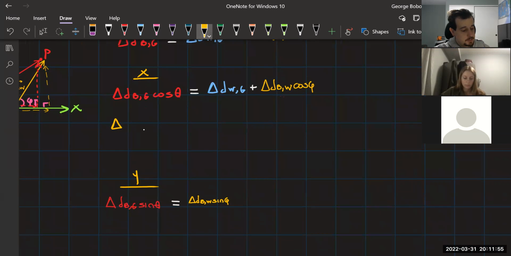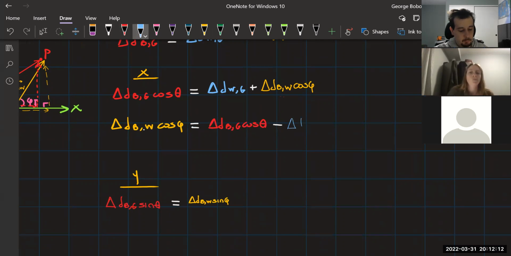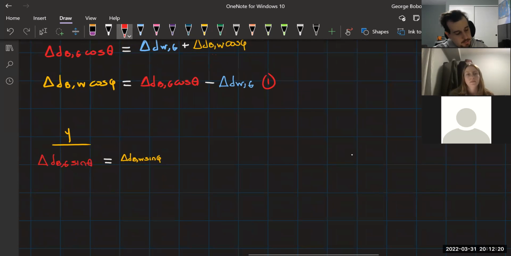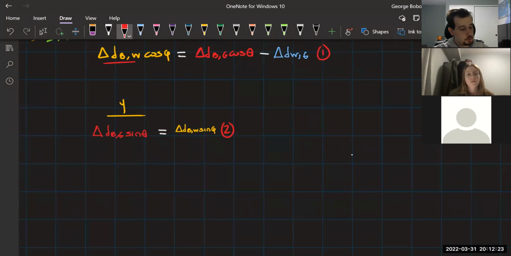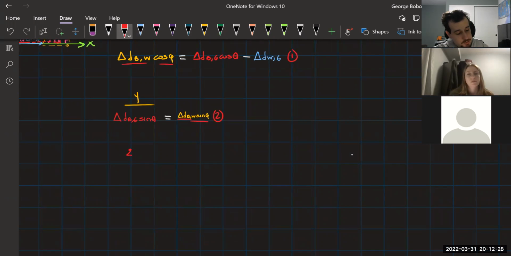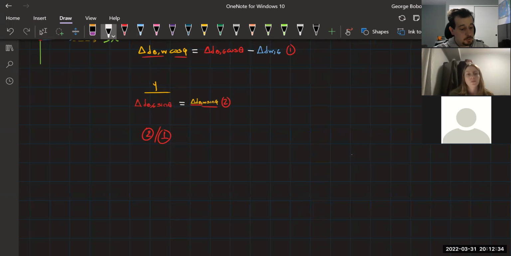And I'd have it as delta dB,W cos phi. It's going to be equal to the red guy minus the blue guy. Minus, again, the blue guy. Okay, so I'd call the first one up here equation 1, and I'd call the second one here equation 2. There's two unknowns there and there. I would divide them. So I'd go and take 2 and divide by 1. Immediately you get rid of these.